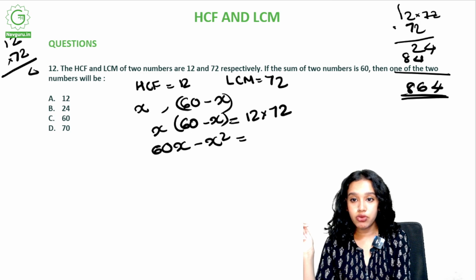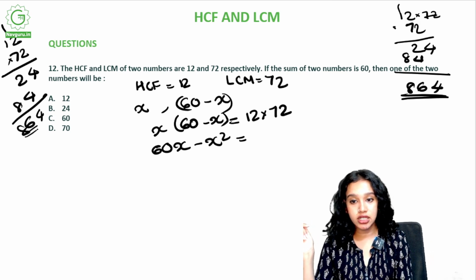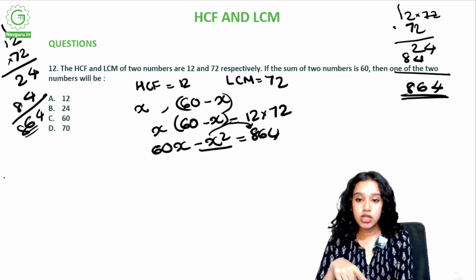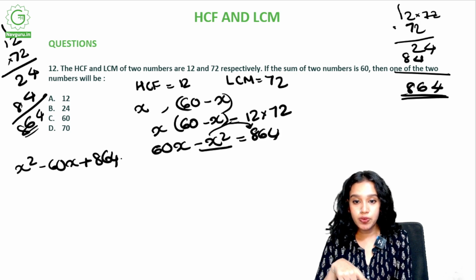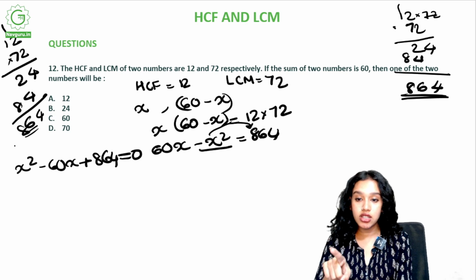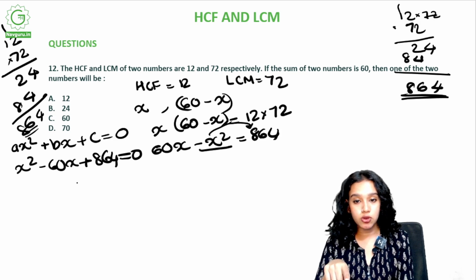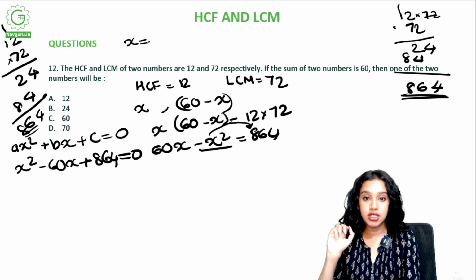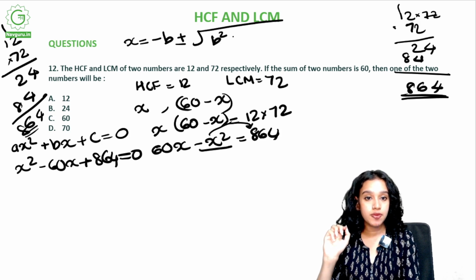let's do this again, which is 4, 2, 4 and 8. So we get 864. So here it's negative x square. We'll take this to the other side so that we get x square minus 60x plus 864 is equal to 0. Now this is in the form of ax square plus bx plus c is equal to 0, which is a quadratic equation. Now the solution of a quadratic equation, as we studied earlier, x is equal to minus b plus or minus root of b square minus 4ac divided by 2a.